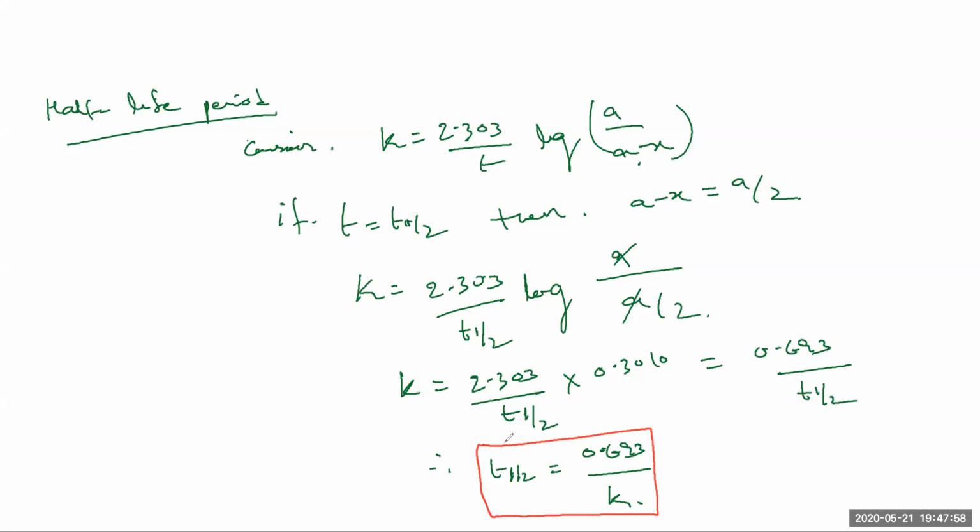What is the T half formula? Half-life period for first order reaction is T half is equal to 0.693 by K. K is the constant, but half-life period is independent of the initial concentration for first order reaction. Note that point, that only you have to write. Note here.